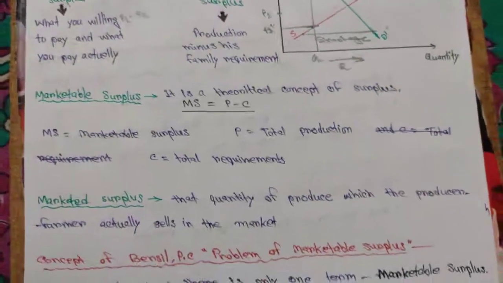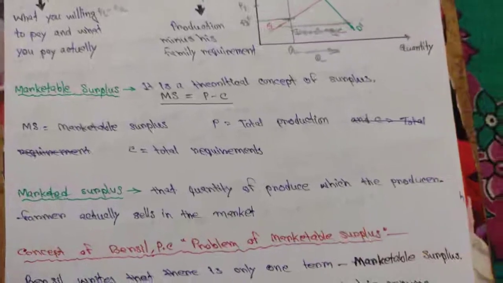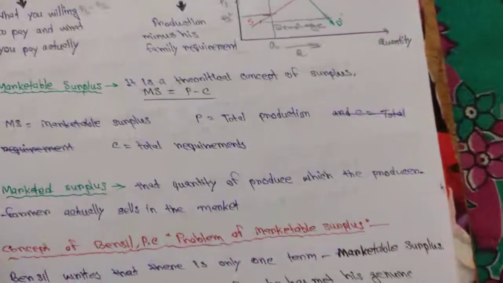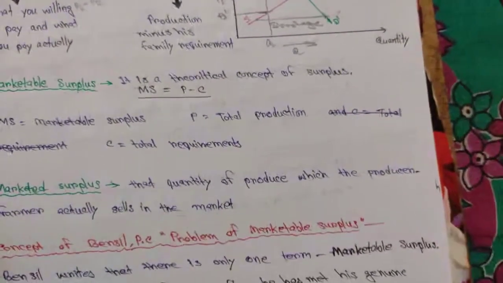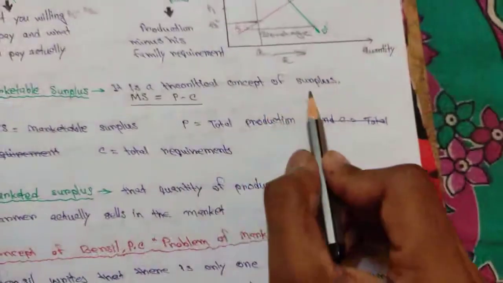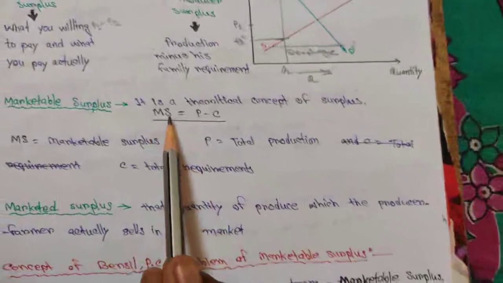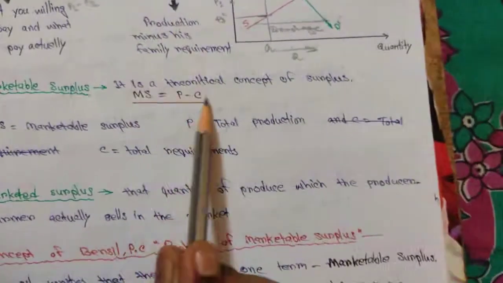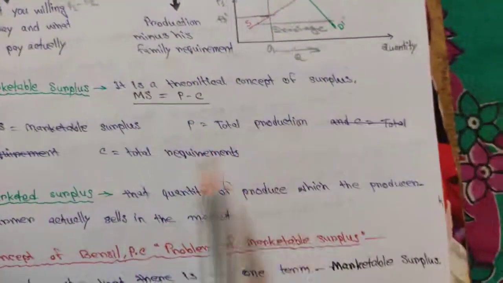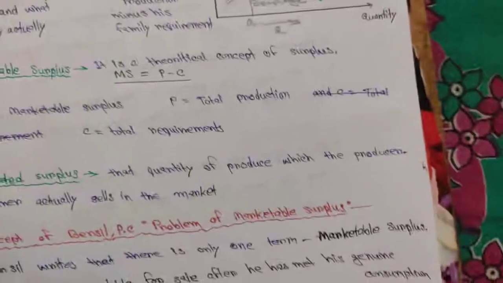Now we come to our main concept, marketable and marketed surplus. What is marketable surplus? Marketable surplus is the theoretical concept of surplus. Here the marketable surplus is equal to P minus C, where P is the total production and C is the total requirement.